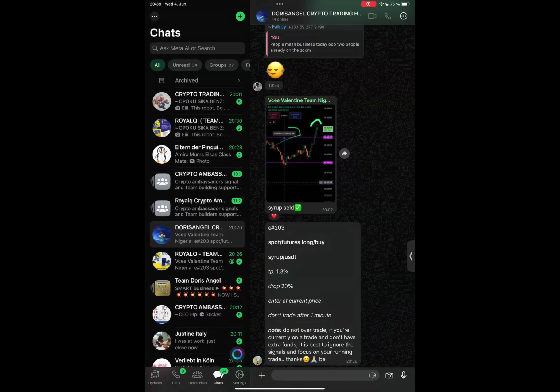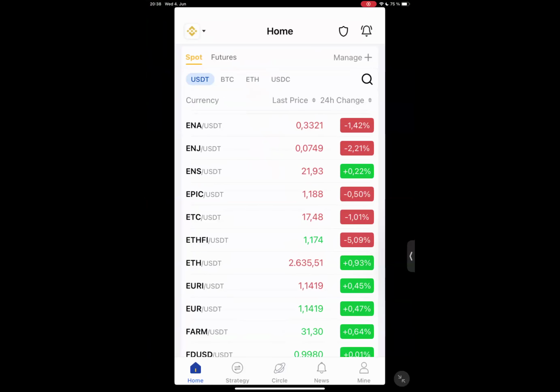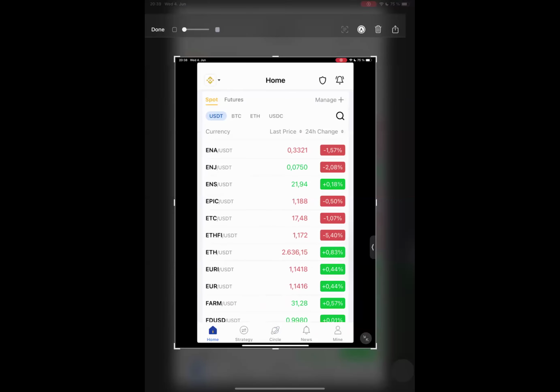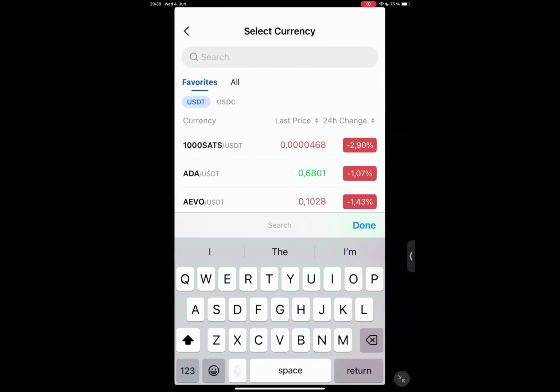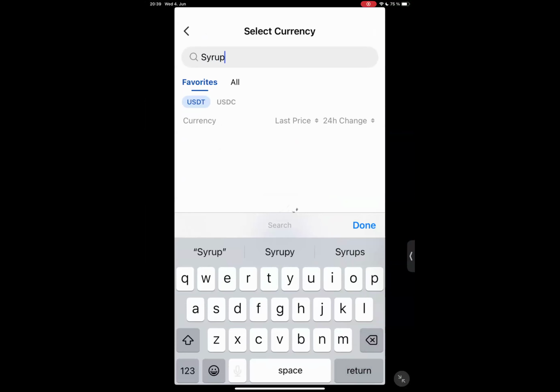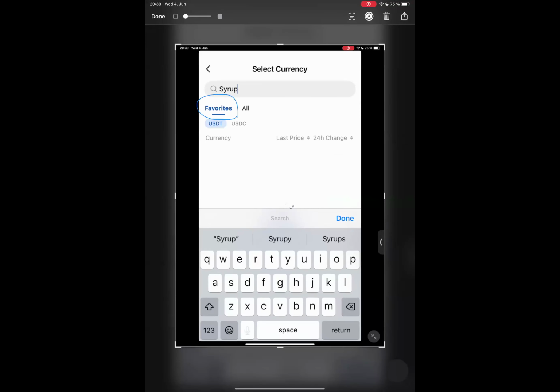Okay. So let's say, for instance, I want to set up this syrup coin. I'm not going to trade it, but I want to set it up based on the signal he has given. So he said you can trade it on the spot market and on the futures. The futures, long or buy. So let us go with the spot market because that is the market I love most, because that place is safer. So I'll just simply tap on this search button here. Then I search for the name syrup. You can see they said no data because I've never traded it before, neither have I saved settings on it.